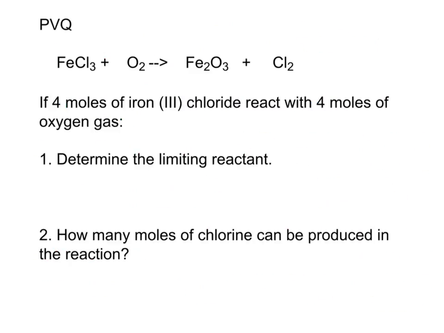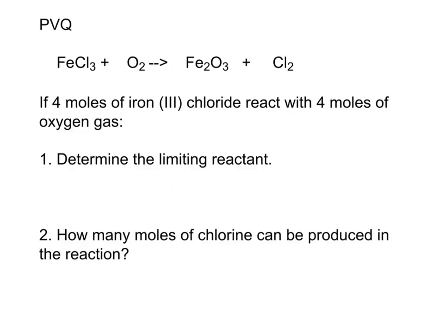Okay, so here's your limiting reactant post-video question. We have an unbalanced chemical equation here, so make sure you balance it. And then we have some given information. We have 4 moles of iron 3 chloride, that's this reactant, reacting with 4 moles of oxygen gas. Remember, these are not the coefficients, these are the amounts that were mixed together for this reaction.